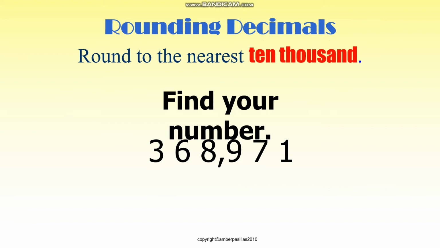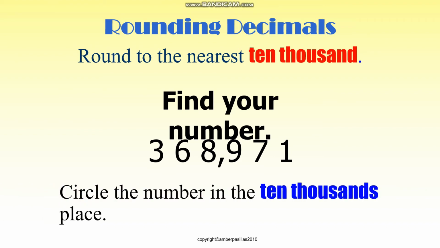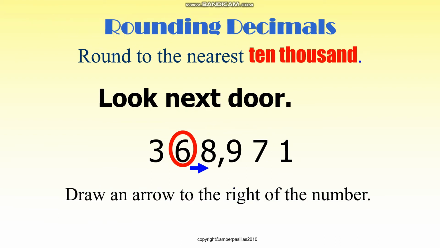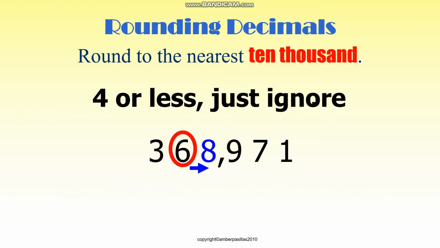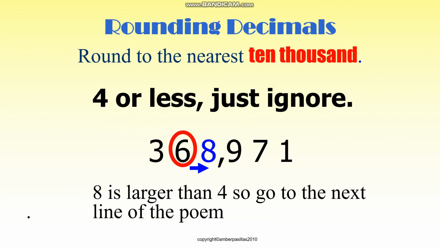The first step is you need to find your number. So circle the number in the 10,000s place because the instruction is to round to the nearest 10,000s. So the 10,000s place is the digit 6. Then look next door. Draw an arrow to the right of the number. If it is 4 or less, just ignore. If it is 5 or more, add 1 more.